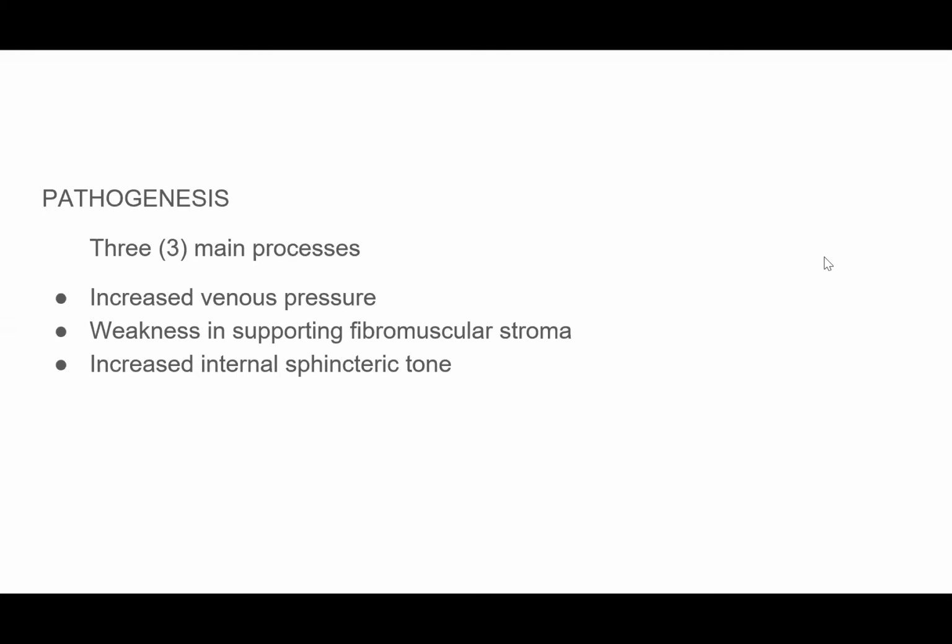If there's a weakness of the fibromuscular stroma, there's also downward sliding of the anal cushions. Whatever causes a downward sliding of the anal cushion, could be an increase in venous pressure or weakness of the fibromuscular stroma, results in downward sliding of the anal cushion, manifesting as internal hemorrhoids. And then conditions that are associated with increased sphincteric tone also cause downward sliding of the anal cushions, manifesting as hemorrhoids.